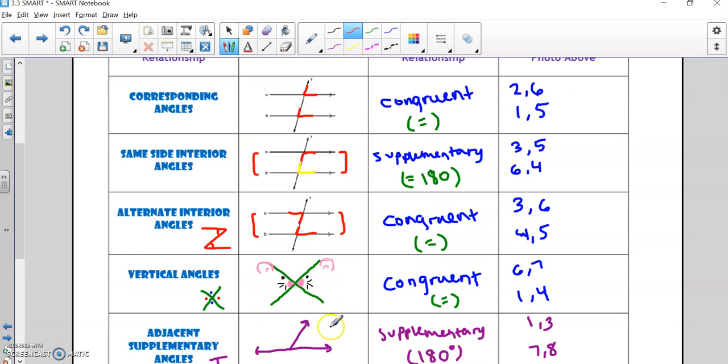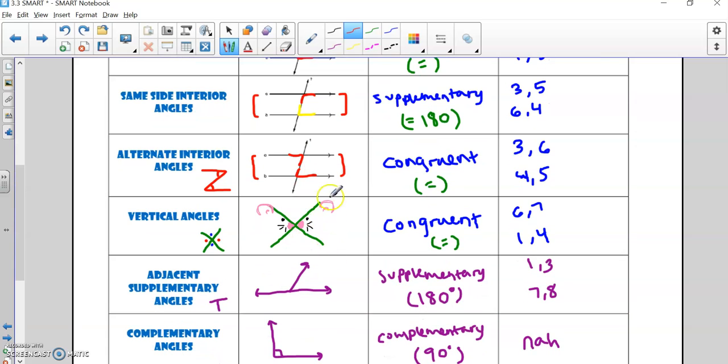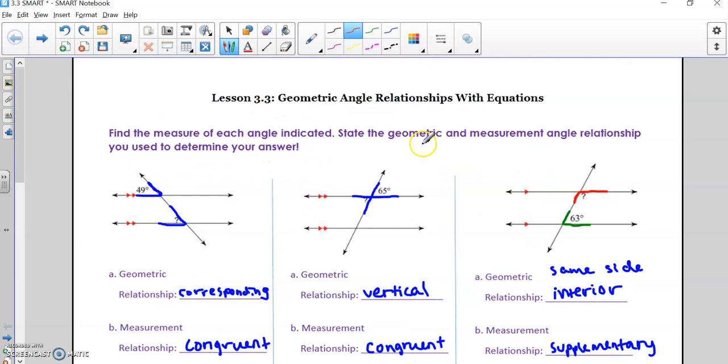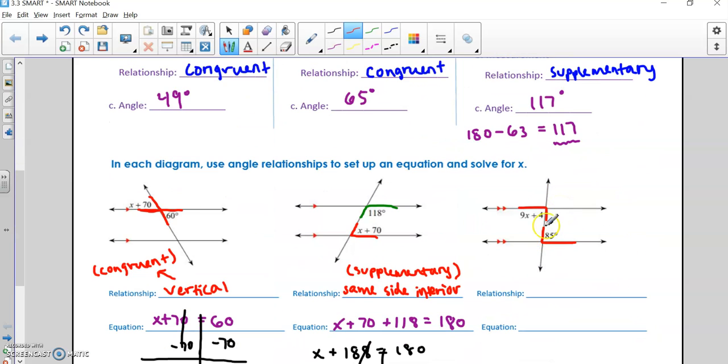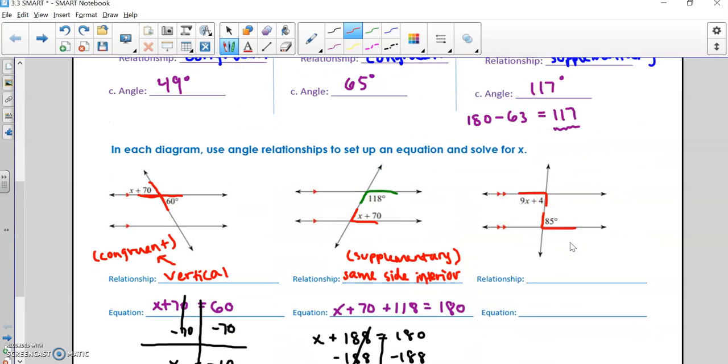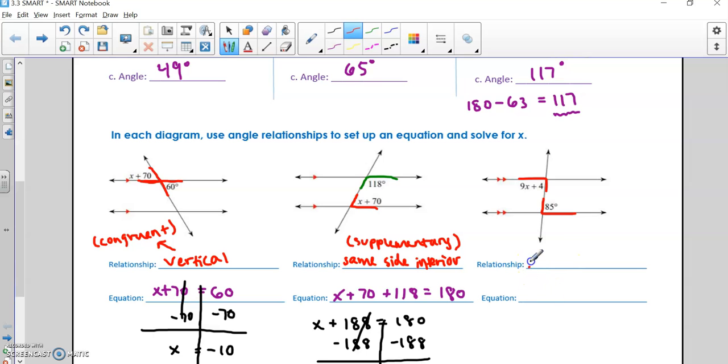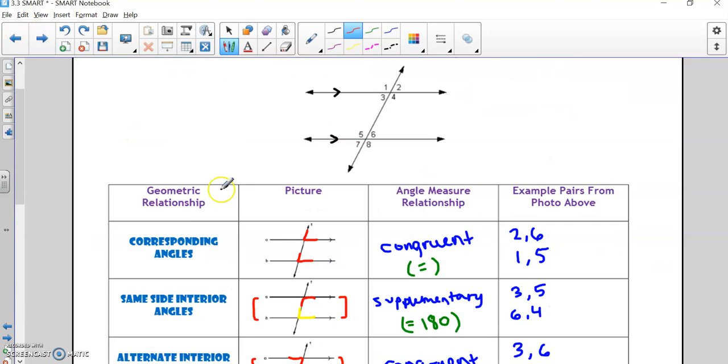Okay, we could kind of tell it doesn't really look like corresponding. It doesn't look like same side because they're on different sides, and it wasn't the kissing mice. So it definitely looks the most like alternate interior because you notice that there's that Z going on. So if we go back, we see that we have a pretty good Z. So we can use that relationship to find this. They're alternate interior. And let's go ahead and look at the measurement relationship of alternate interiors.